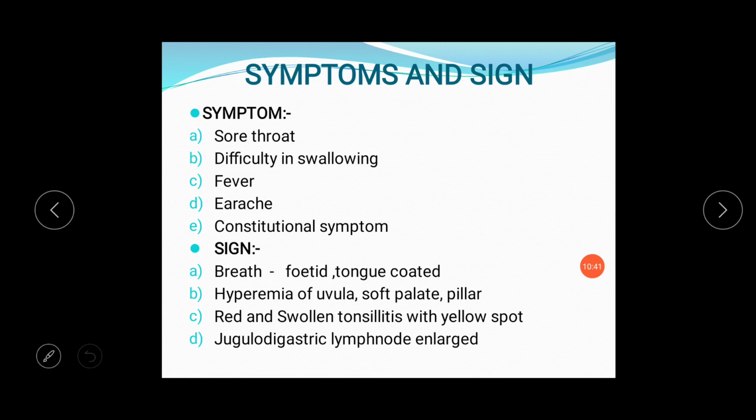Signs of acute tonsillitis: the breath is usually fetid and the tongue is coated with a whitish membrane. There will be hyperemia or congestion over the uvula, soft palate and anterior and posterior pillars. There will be red and swollen tonsils with yellow spots as seen in follicular tonsillitis, or membrane in membranous tonsillitis. Sometimes the jugulo-digastric lymph node will be enlarged.